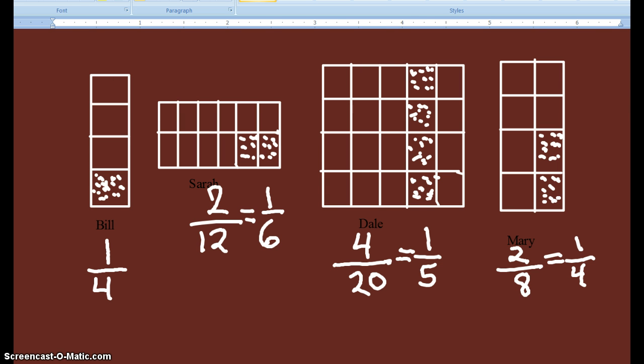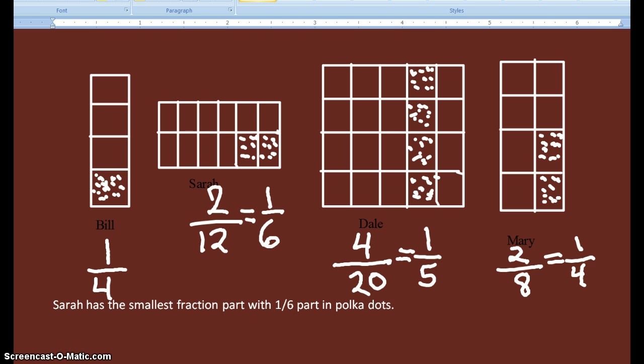So we go back to our original directions. We need to put the students' patches in order from the smallest fractional part of polka dots to the largest fractional part of polka dots. Then we need to say that Sarah has the smallest fractional part with 1/6 part in polka dots.